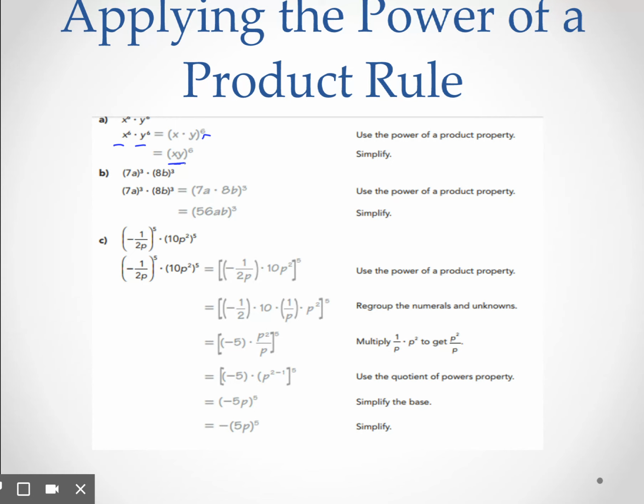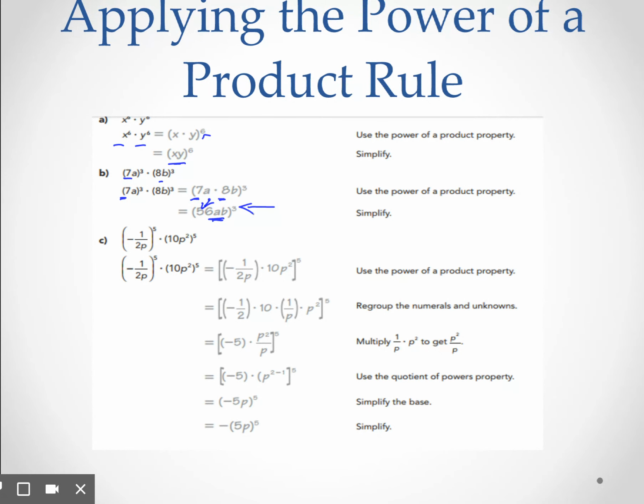In part B, we have 7a and 8b, both raised to the 3rd power. When you have the coefficients and the variables, we are actually able to multiply the coefficients together. So here you see that the 7 and the 8 in front of our variables are multiplied together to get that 56. And then again, the variables just are pushed up next to each other, and you keep your exponent of 3.